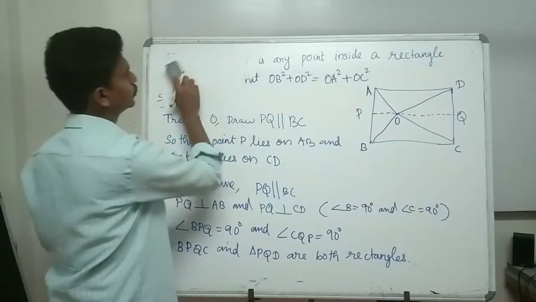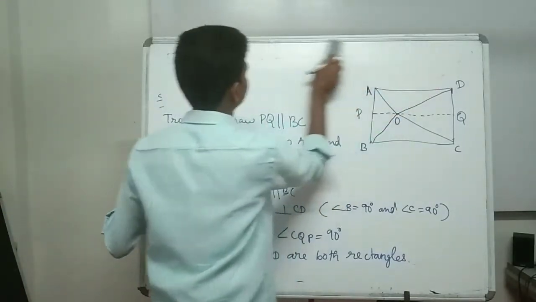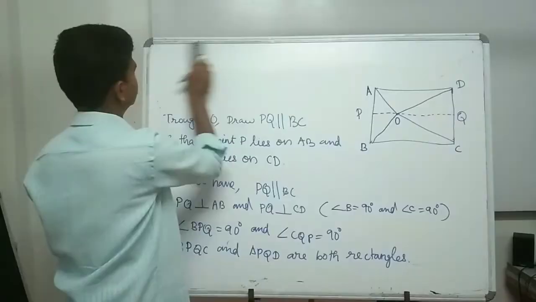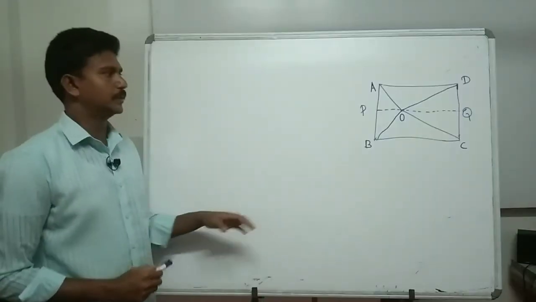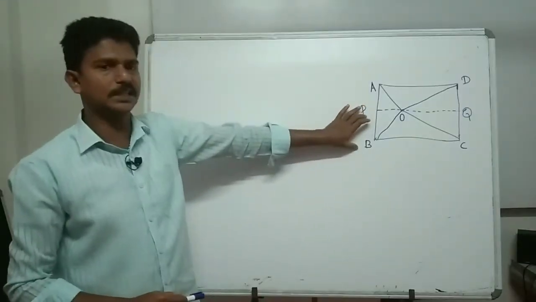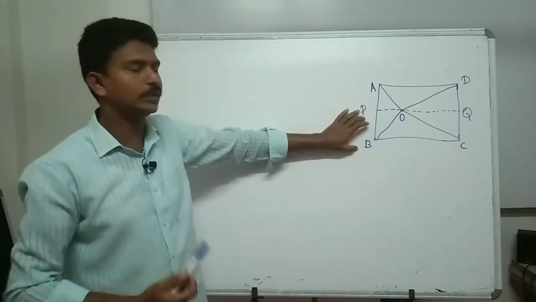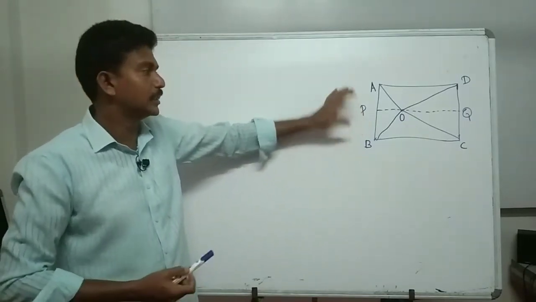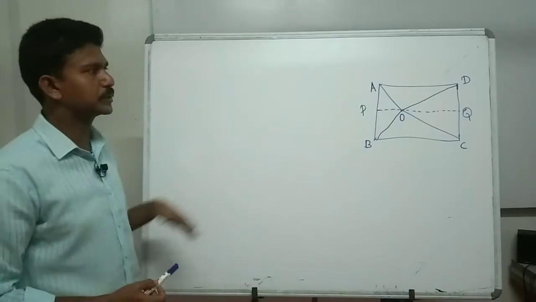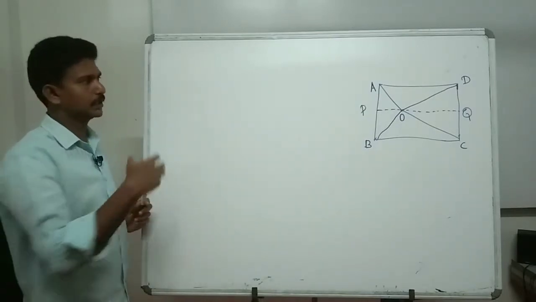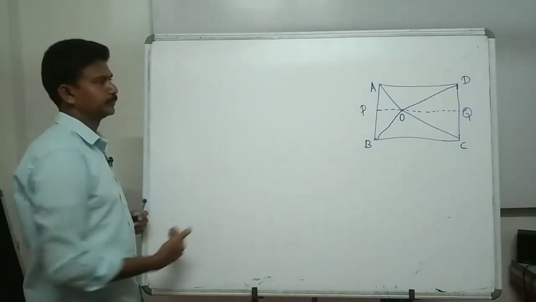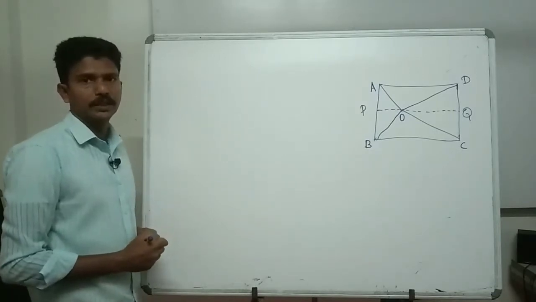Now we should prove what is given in the question. We said that these two are rectangles. There is a reason why: we will use the properties of a rectangle throughout the answer.